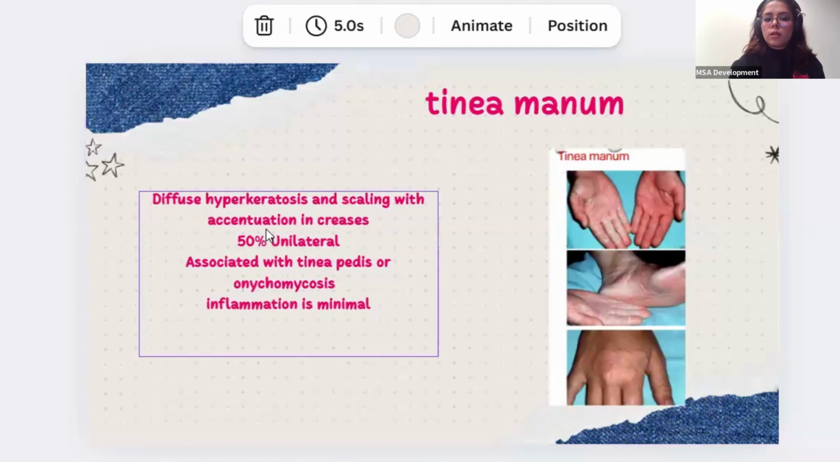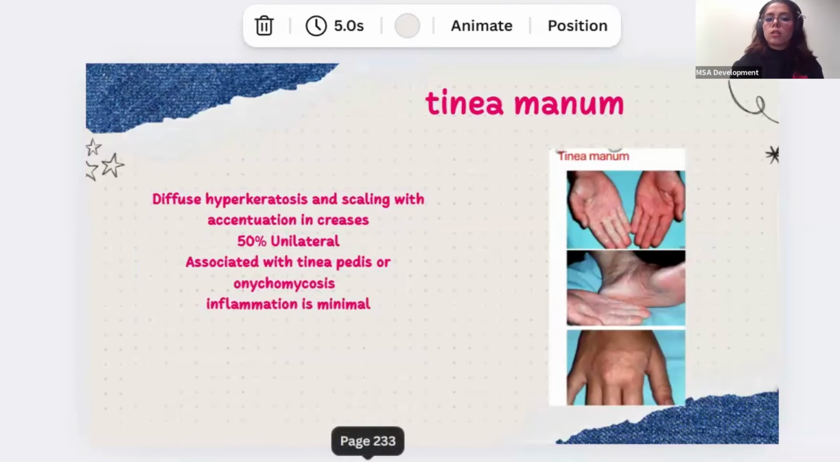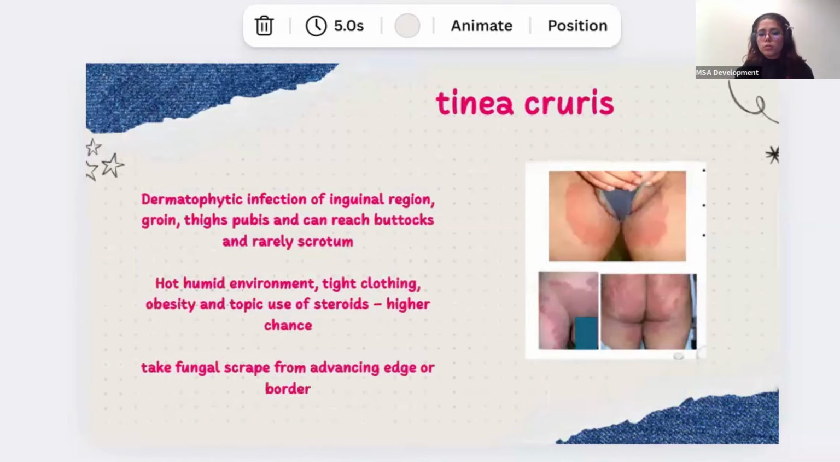Tinea manuum, again, same thing as before. Hyperkeratosis, 50% unilateral, associated with tinea pedis or onychomycosis. Inflammation is minimal. Tinea cruris, inguinal region, groin and thighs. Hot, humid environment, tight clothing, obesity, and topical use of steroids give a higher chance. Okay, when you want to diagnose, you take the fungal scraping from the edge or the border.